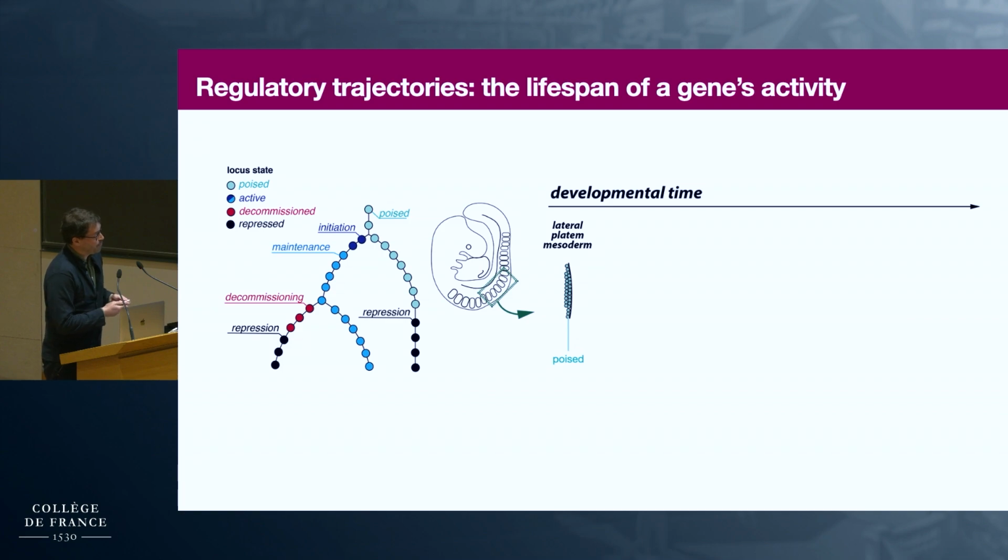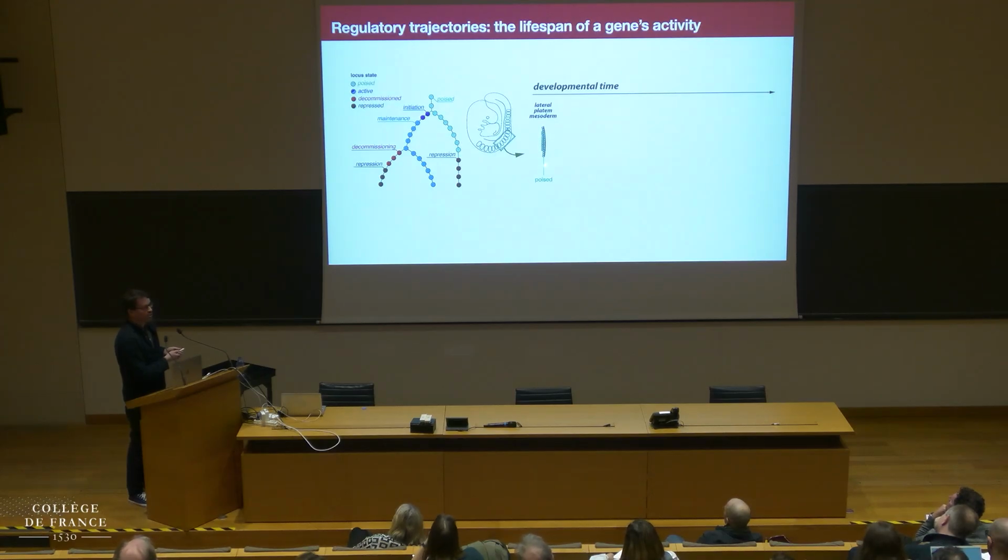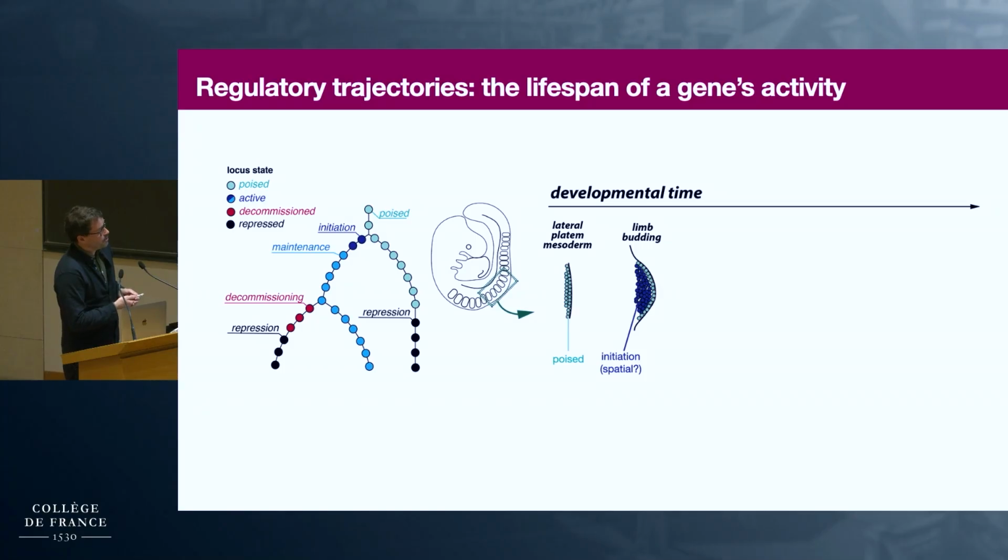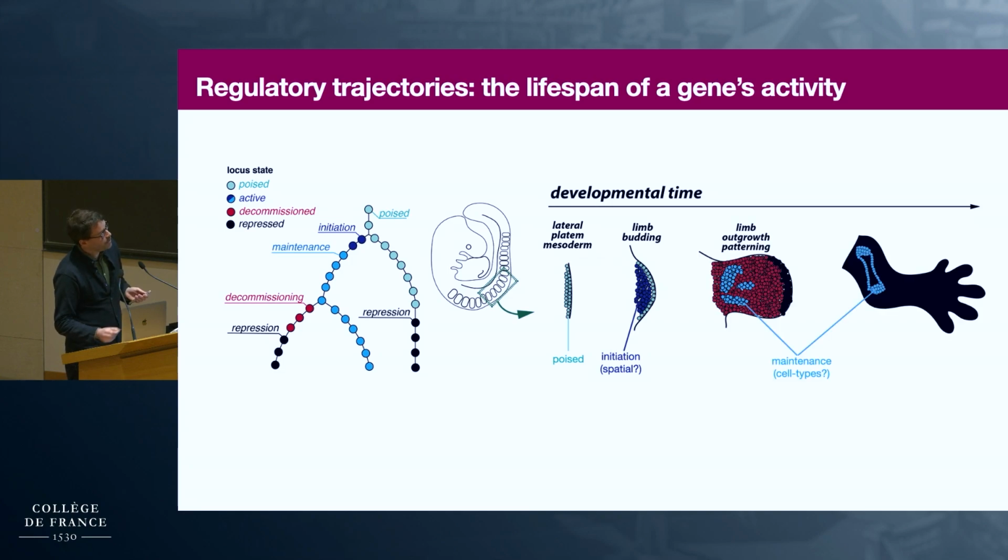So in the limb, our favorite model system, this works like that. You have the limb arise from a structure in the trunk that is called the lateral plate mesoderm, where the limb gene loci are transcriptionally inactive, but are ready for activation. When the limb starts, some of this expression is initiated in specific cell types, and then over time, it will be maintained in specific substructures, descendant lineages, mostly in specific cell types.